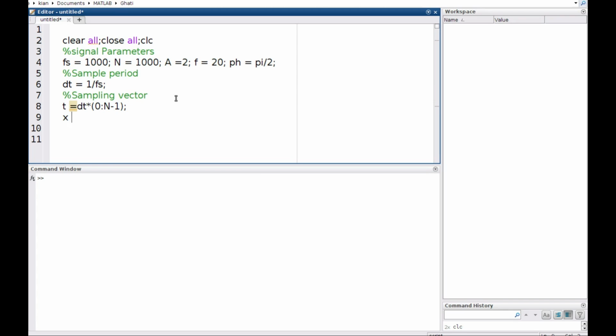Next we specify our signal A, multiply sinus 2 pi f by t plus ph for phase. Okay, let's see, it is pi f.